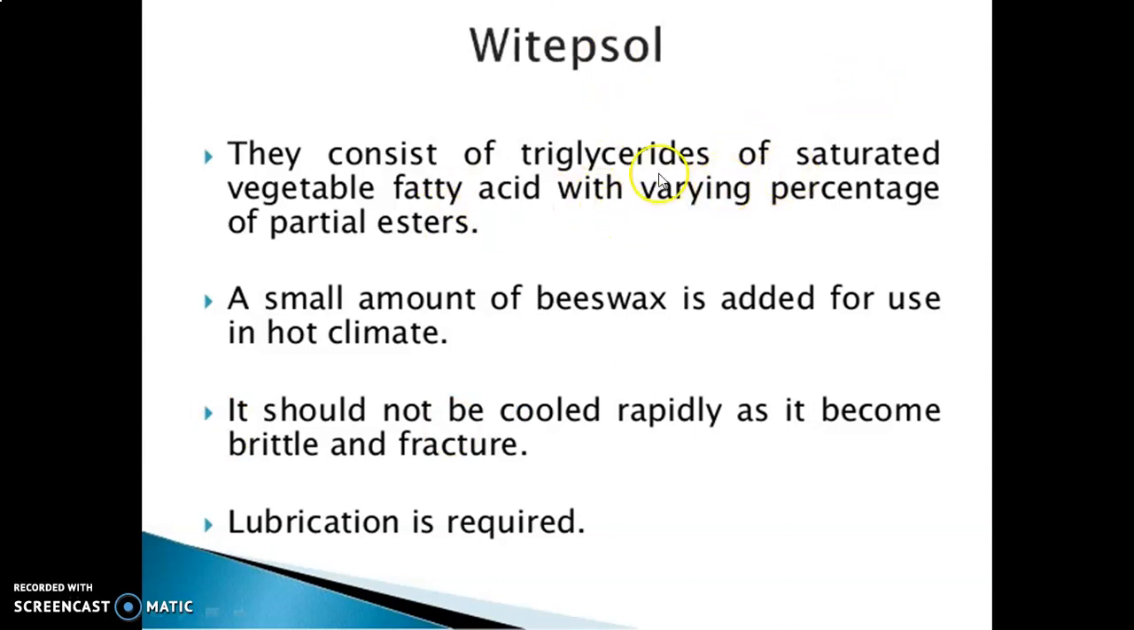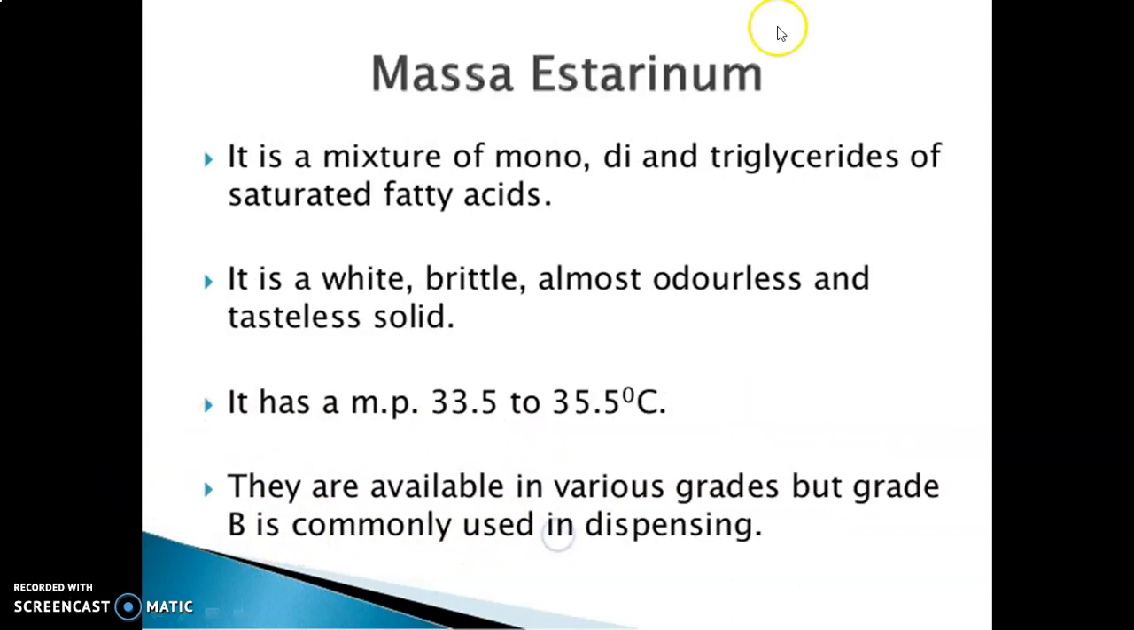Witepsol: they consist of triglycerides of saturated vegetable fatty acids with varying percentages of partial esters. A small amount of beeswax is added for use in a hot climate. It should not be cooled rapidly as it becomes brittle and fractures. Lubrication is required. Massa Estarinum: it is a mixture of mono-, di- and triglycerides of saturated fatty acids. It is a white, brittle, almost odorless and tasteless solid. It has a melting point of 33.5 to 35.5 degrees Celsius. They are available in various grades, but grade B is commonly used in dispensing.